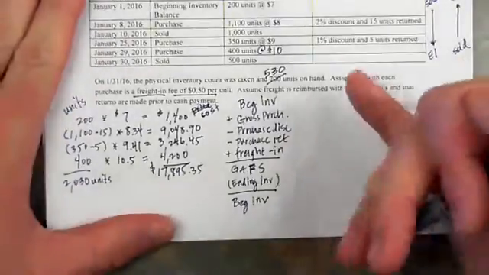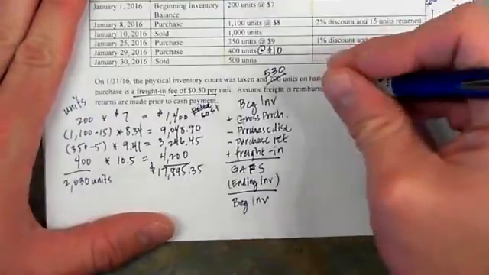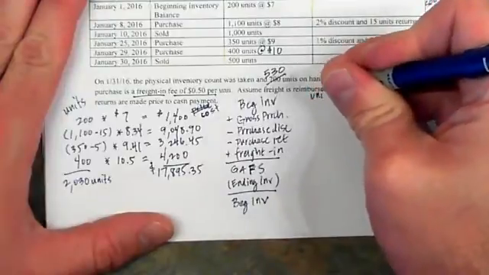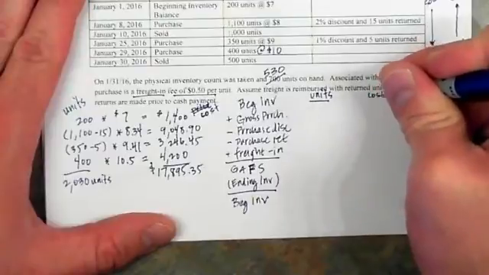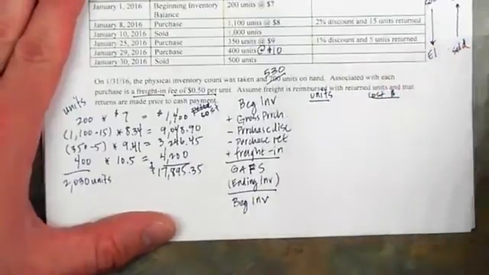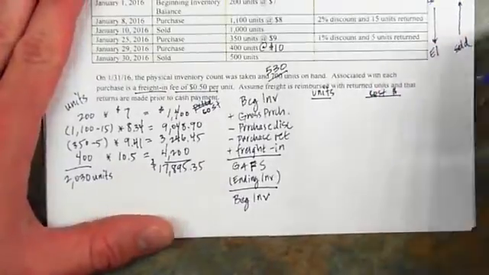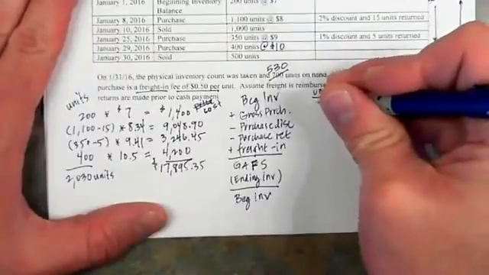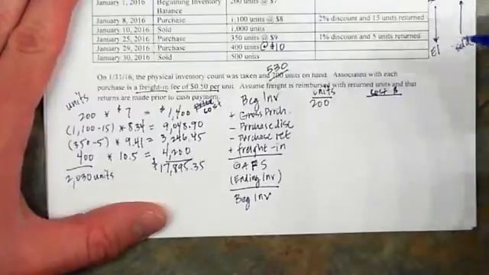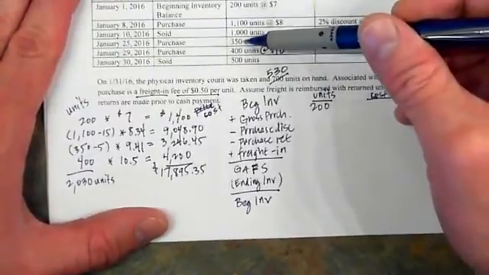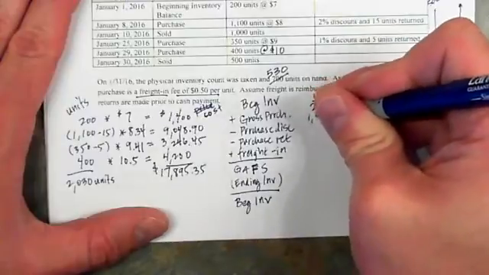Now, I'm going to analyze this equation in two ways. I want to think about it in units, or physical quantity of units, and then at a cost, a total cost in dollars. So in units, I started off with beginning inventory of 200. I made purchases of how much? Let's see, 1,100, 350, 400. Altogether, that's 1,850.